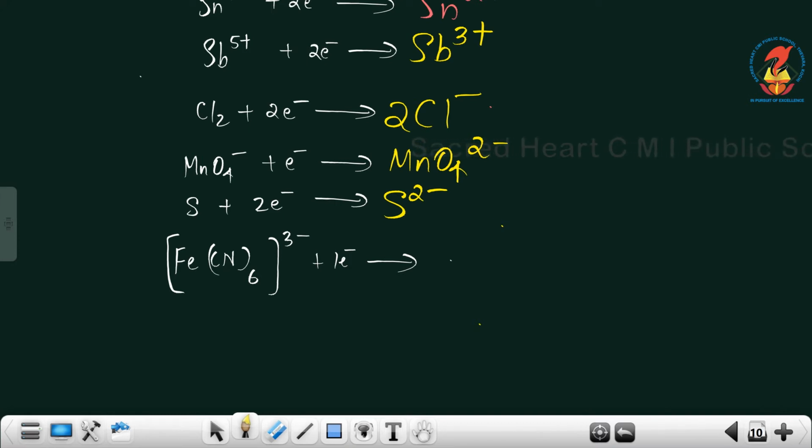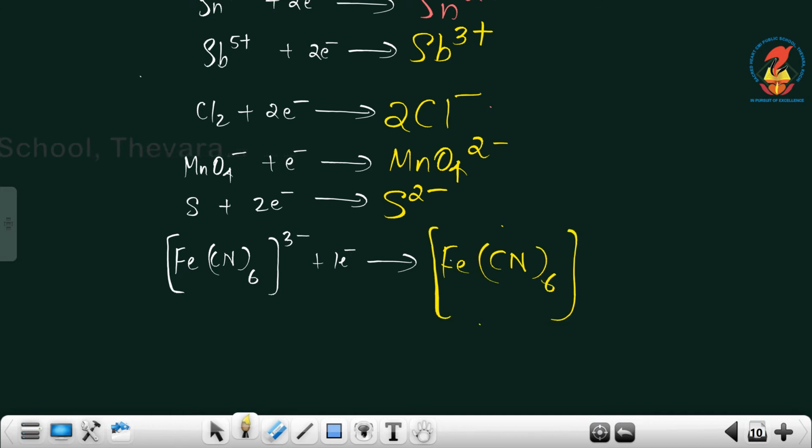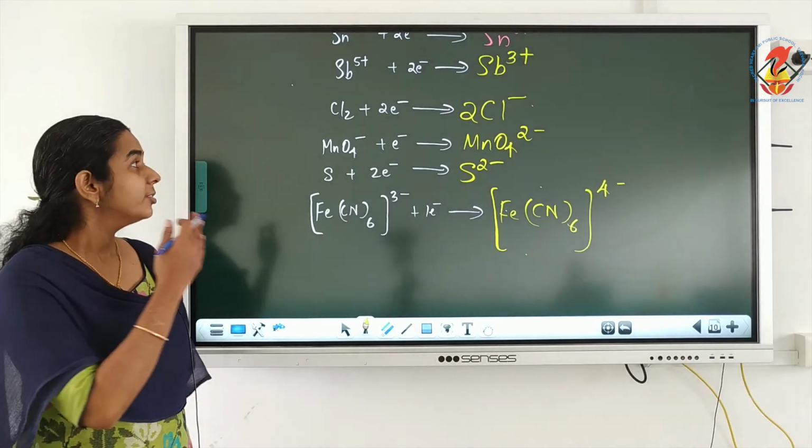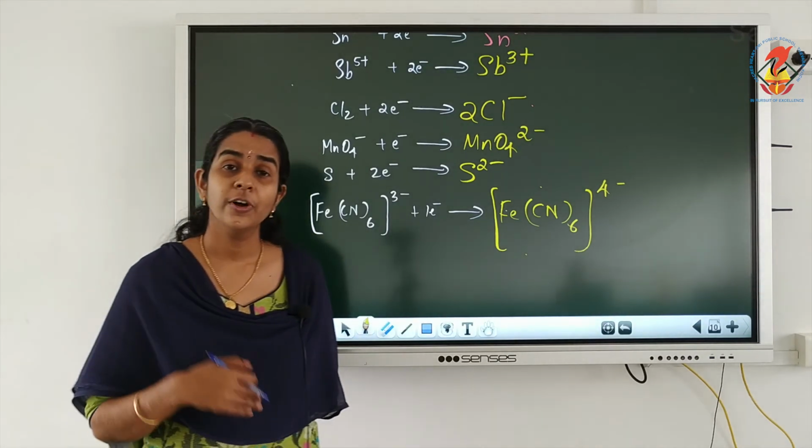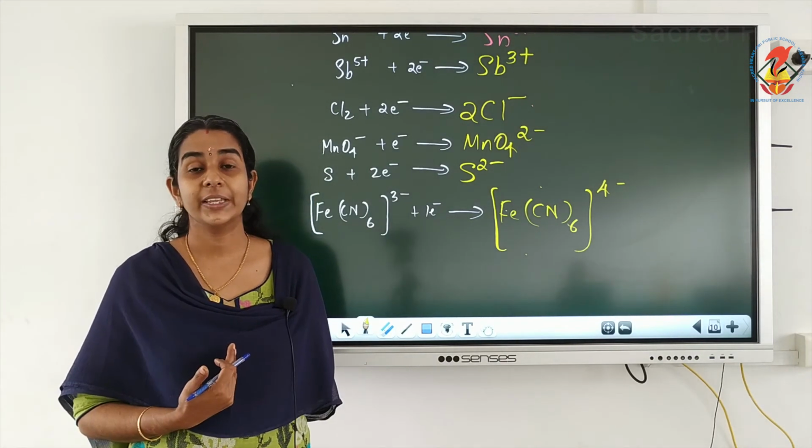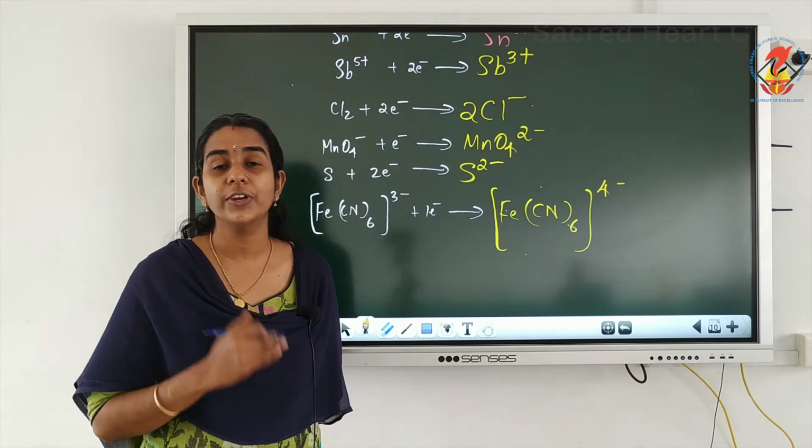Another reduction process. Now Fe(CN)6 3 minus is gaining one more electron. 3 minus means it has extra 3 electrons or extra 3 negative charges. To that it is adding one more electron, so Fe(CN)6 3 minus will become 4 minus. There is increase in negative charge. So this is about the explanation of oxidation and reduction in terms of transfer of electrons.